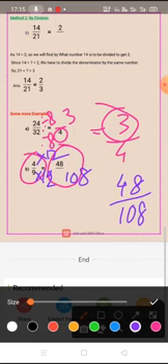Okay. So in this way we can solve this type of sums. Follow this method and do the sums which are given in your worksheets.